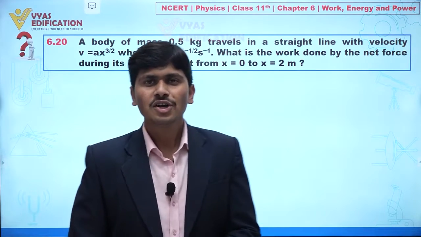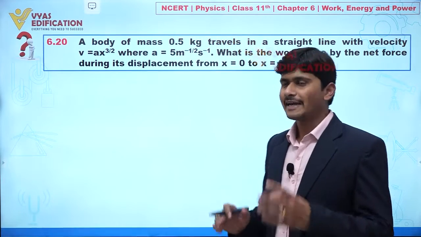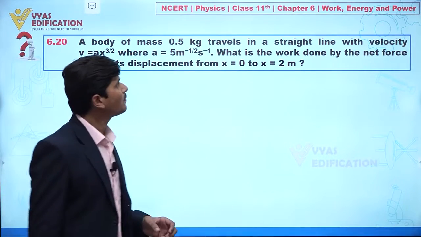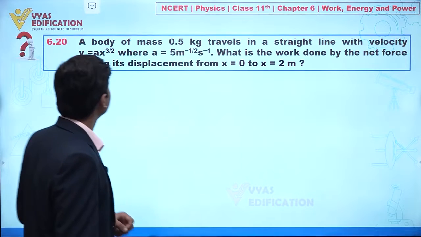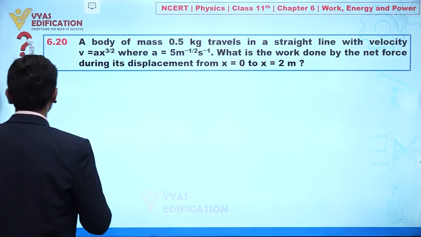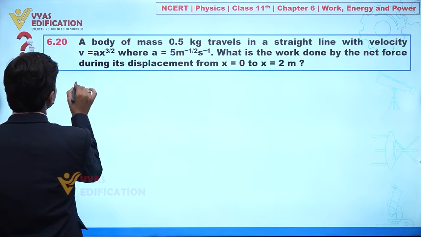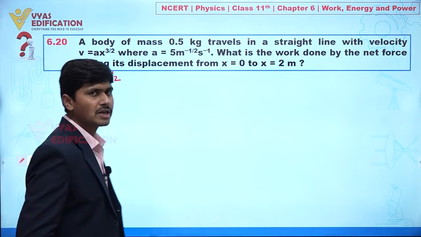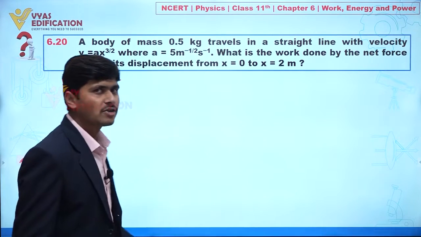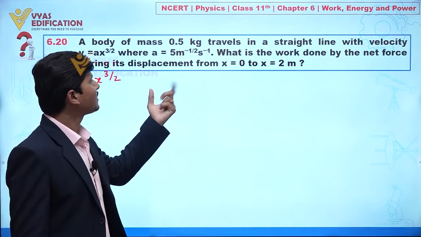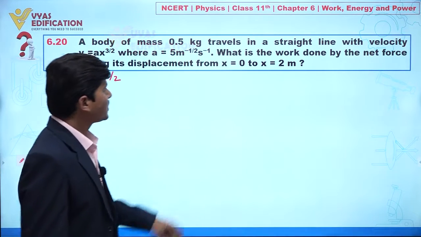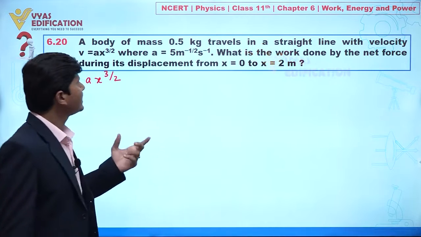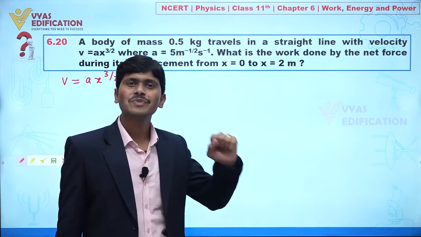Now we are going to solve question number 6.20. In this question, a body of mass 0.5 kilogram travels in a straight line with a velocity given as a function of x. Velocity is v equal to a x to the power 3 by 2, where a is a constant, with value 5 per meter per second. Our objective is to calculate the work done by the net force during its displacement from x equal to 0 to x equal to 2.